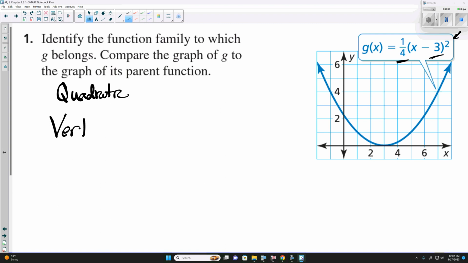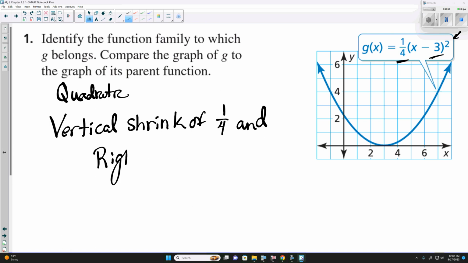That it's a vertical shrink of 1/4. And the 3 inside is left, right. We're going right. How far? 3. So we subtracted 3, so we're moving to the right 3. And that's it. Questions on this here? Questions on any of this so far?